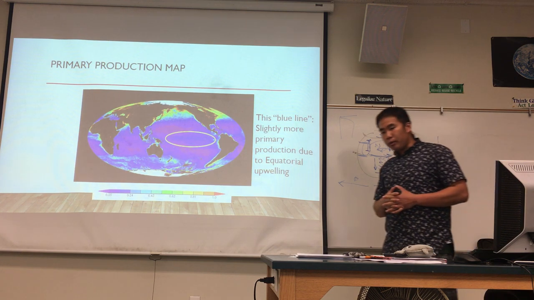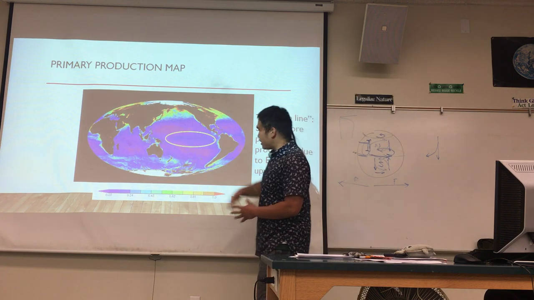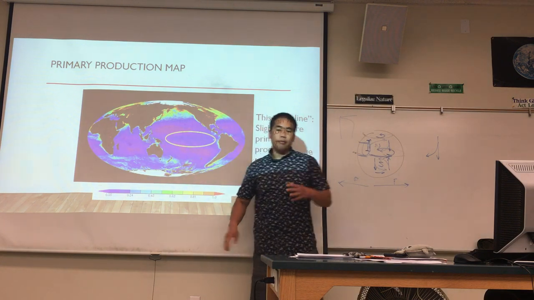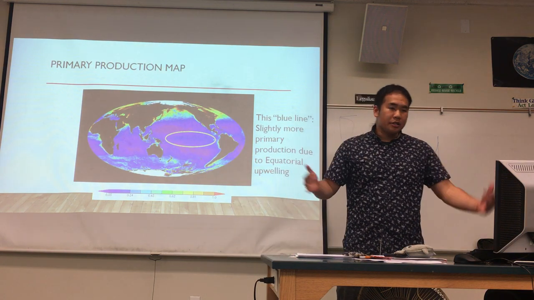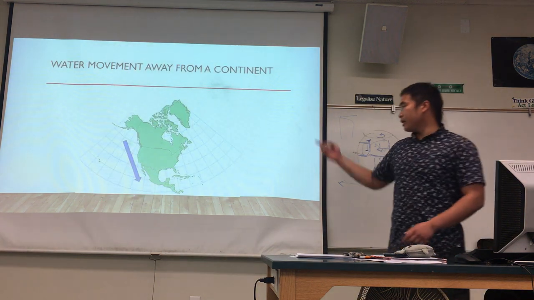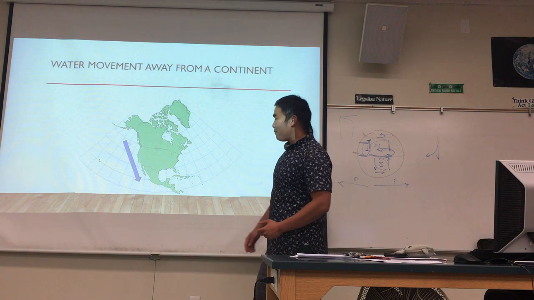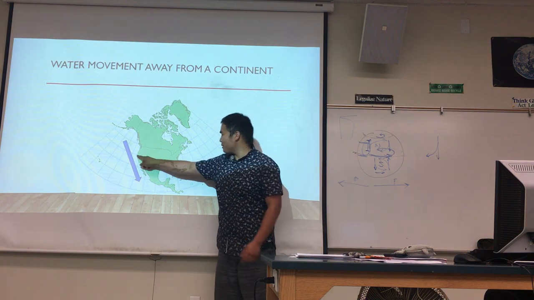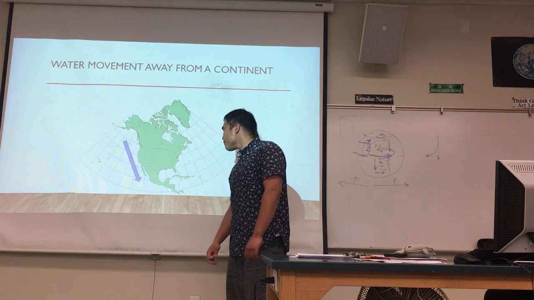Okay, equatorial upwelling is not the only type of upwelling. You can get upwelling not just at the middle of the ocean, but also, more prominently, at the edges on the coasts. So if we go towards the coast, like this. What current is that, by the way? California current. Hopefully that was pretty obvious because California's right over there. Okay, the California current's right over here.